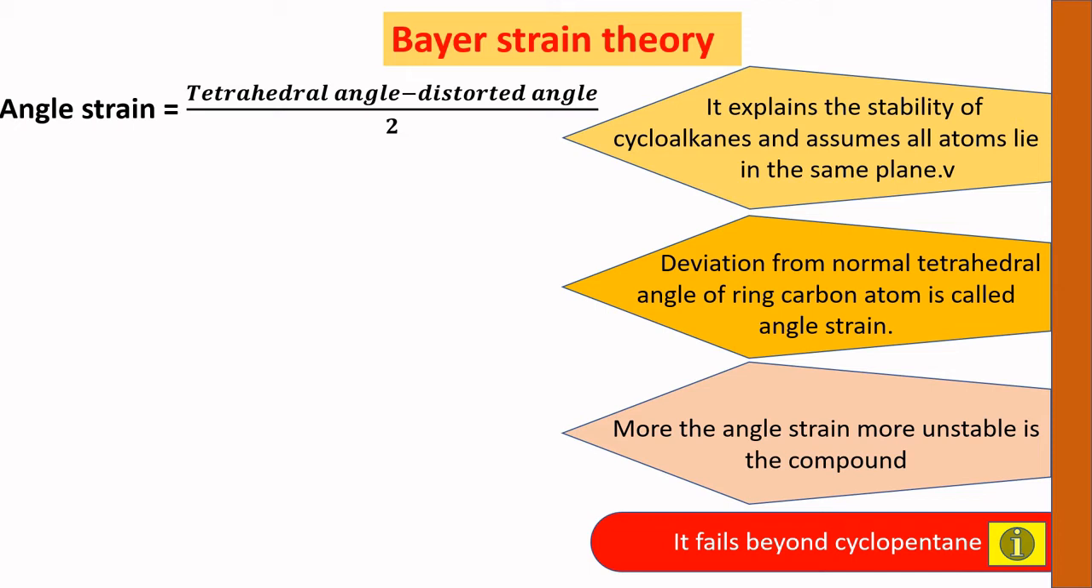So how can you find out angle strain? This is the formula: normal tetrahedral angle minus distorted angle, divided by 2. I'll give you an example of how you can find the angle strain. So let's look at this example.